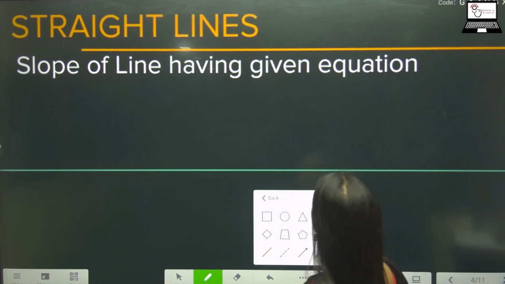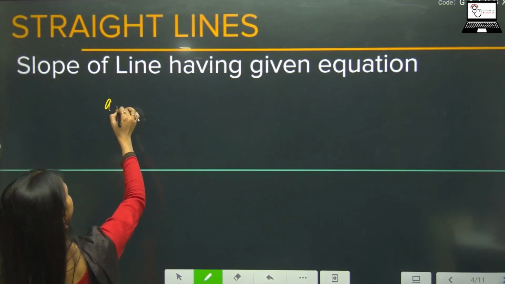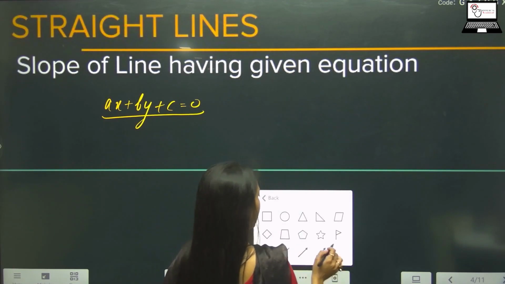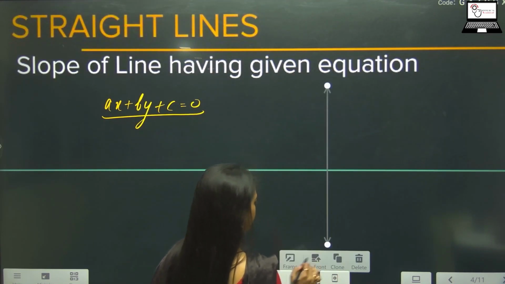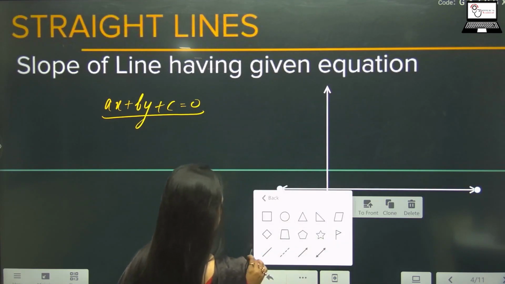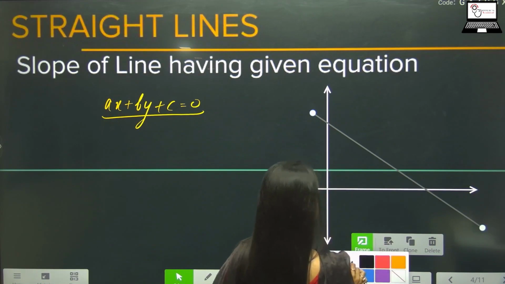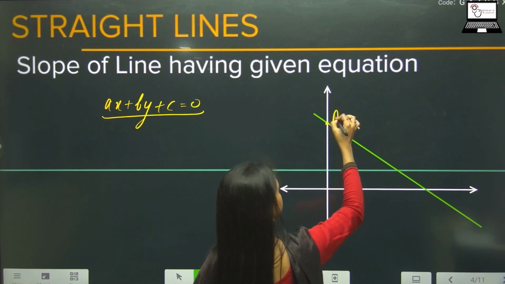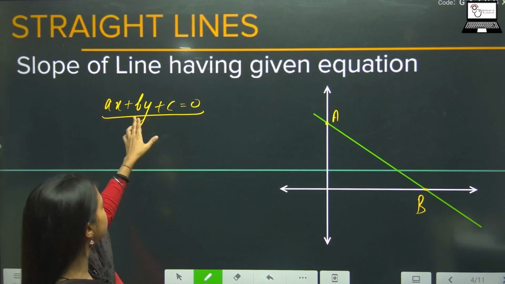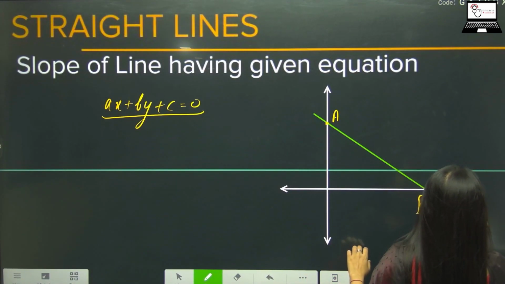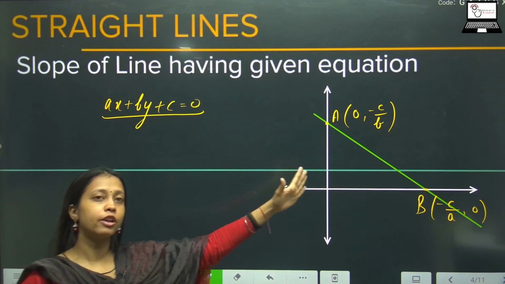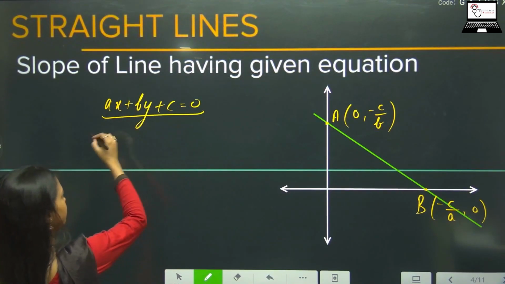Slope of a line having a given equation. Now this is also very easy. See, ax plus by plus c is equal to 0. This is given. You have to find the slope. Again, what about these 2 points, A and B? For point B, your y is equal to 0, x will be minus c by a comma 0. Similarly, this would be 0 comma minus c by b. You have 2 points on the line. You can find the slope using the 2-point form. Right? We just have done that.